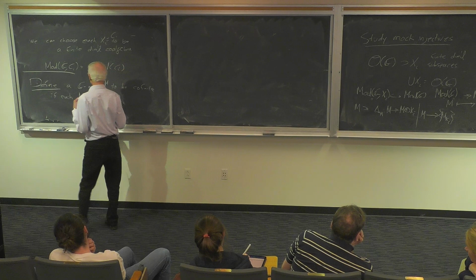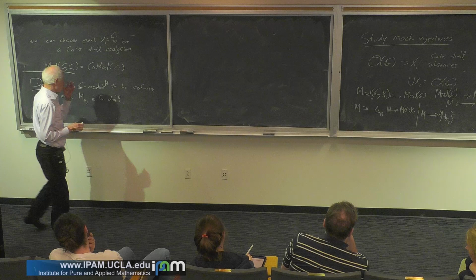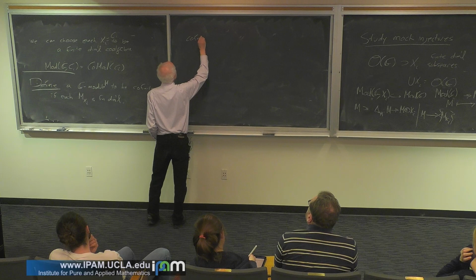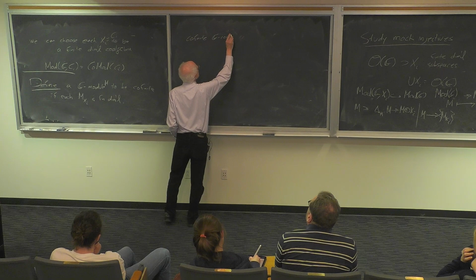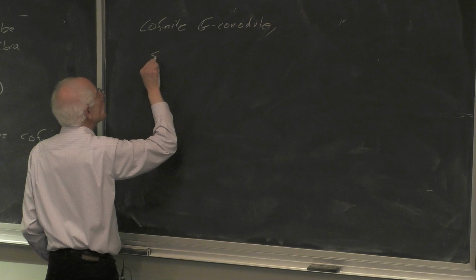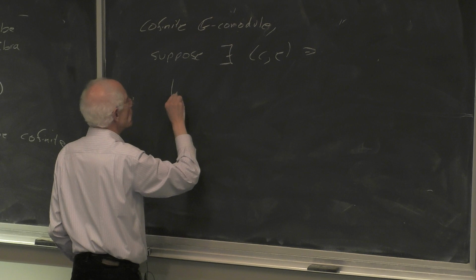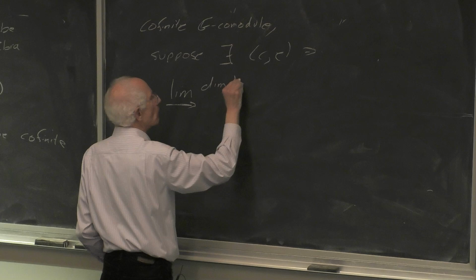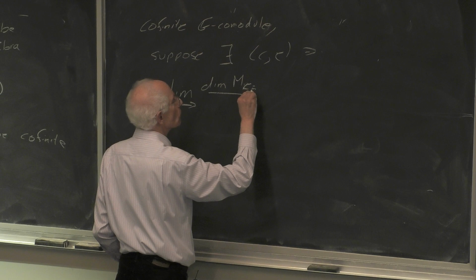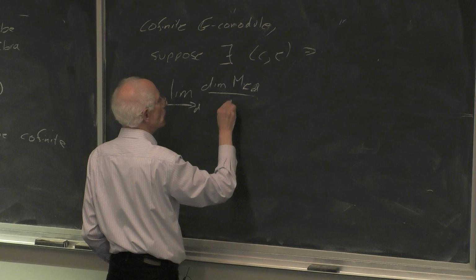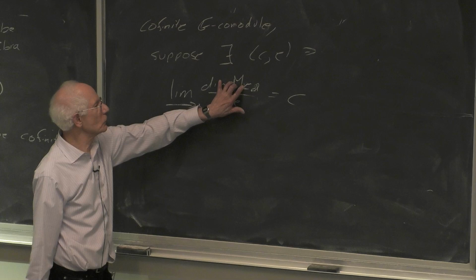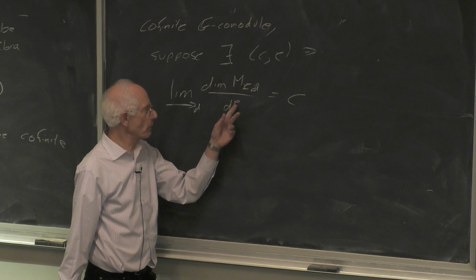Now we want an invariant. That's what I'm going to end with, my first proposal for an invariant. So if I take a cofinite G module, suppose there exist a C and an E such that the limit of the dimension of M restricted to a specific CD, limit over D, of the dimension over D to the E is C. So that says, suppose this dimension grows as the polynomial Eth power with leading coefficient C. So that's my invariant.